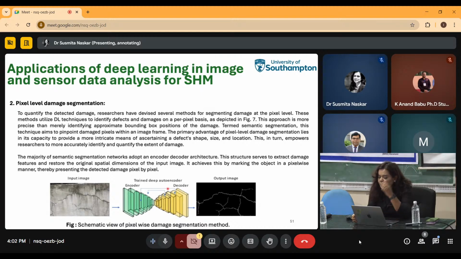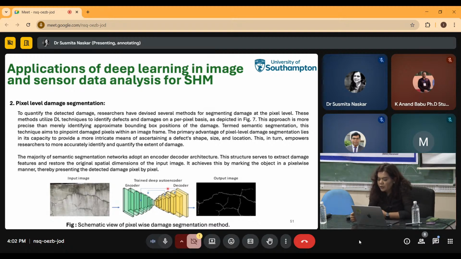In contrast, pixel level damage segmentation with deep learning allows us to identify the defects pixel by pixel. And that makes it much more precise, right? This method can accurately outline the shape. It can also help us understand the size and location of the defect, which is essential for understanding the full context, right? So it's not only saying damaged or healthy, it is actually telling you the size of the damage, the location of the damage, the intensity of the damage, or the shape of the crack. Everything you will be understanding.